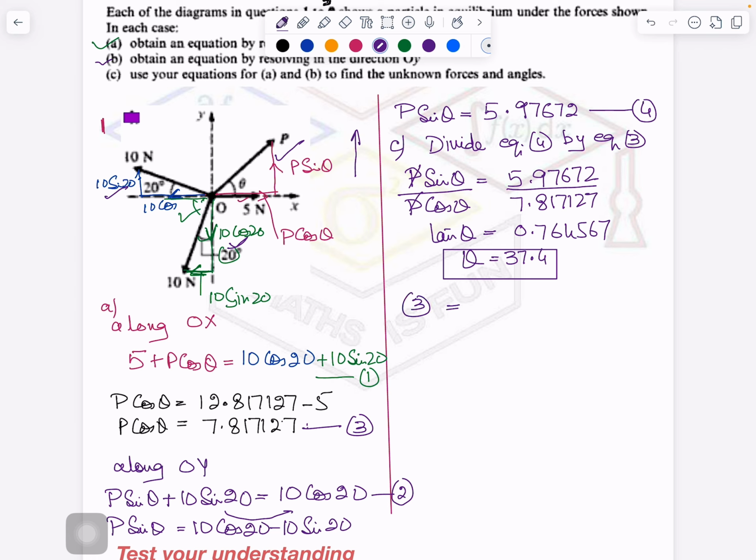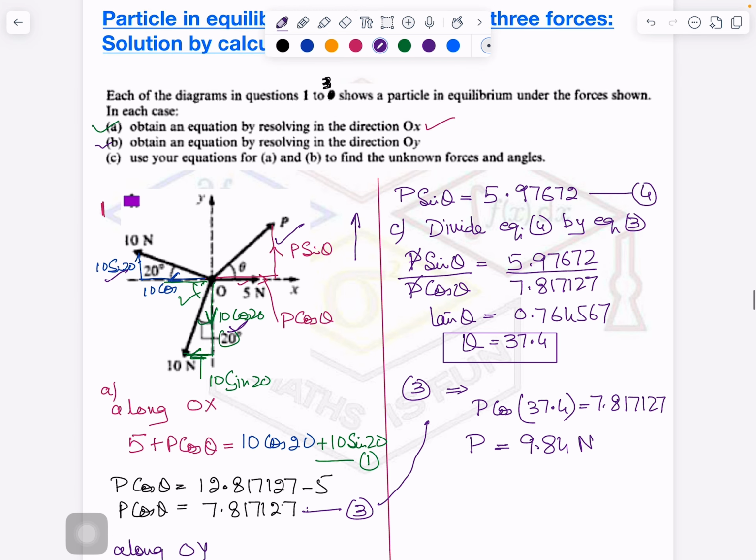So suppose I am using equation 3, which is here. I will use P cos 37.4 is equal to 7.817127, and then divided by cos 37.4, your P will come 9.84 Newton. So this is how you will resolve the forces, and because it is an equilibrium, you will balance them and then form an equation to get the answer.